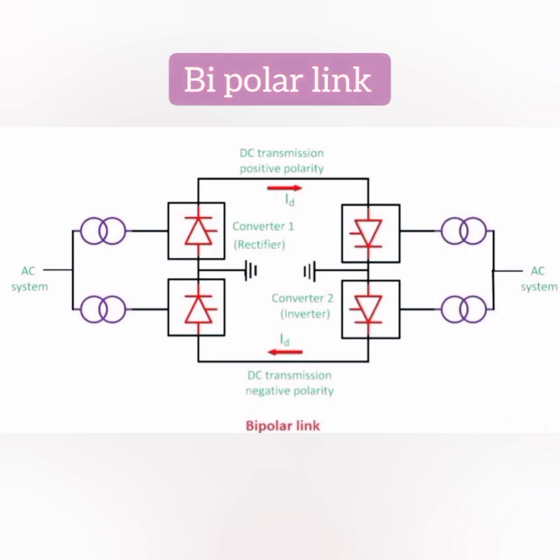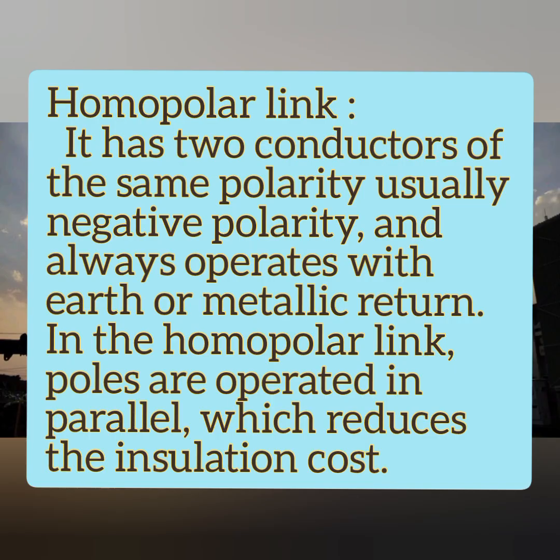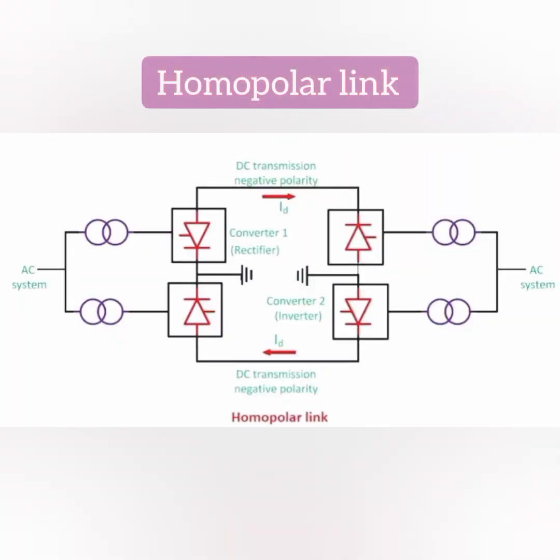Next, coming to the monopole link. The monopole links are the same as a bipole link, but here both the conductors or both the converters are used in the same polarity, either positive polarity or negative polarity, and always operate with earth or metallic return, the same as bipole. In homopolar we use the same polarity links instead of different polarity links. So this is the structure of your homopolar link.